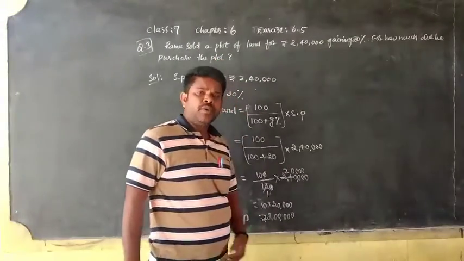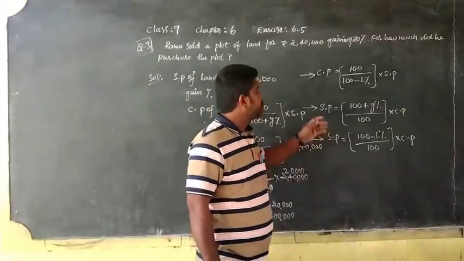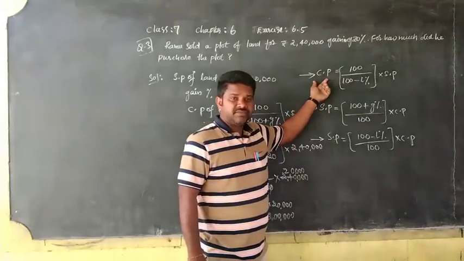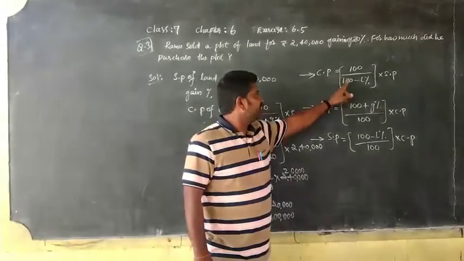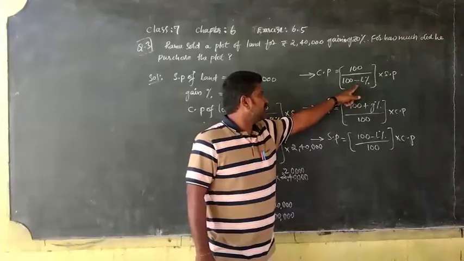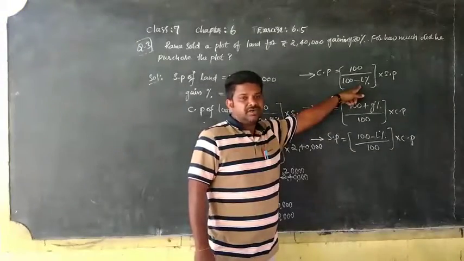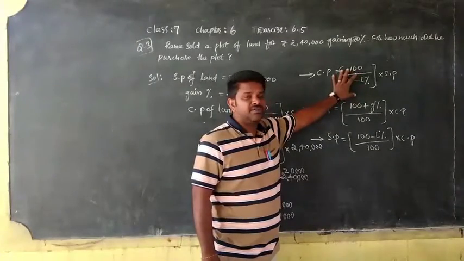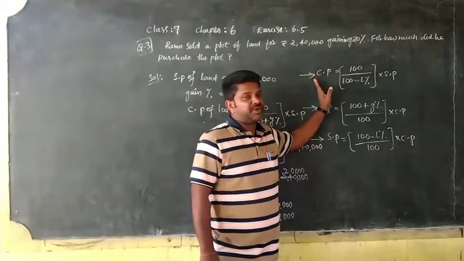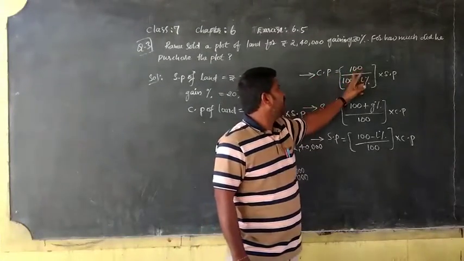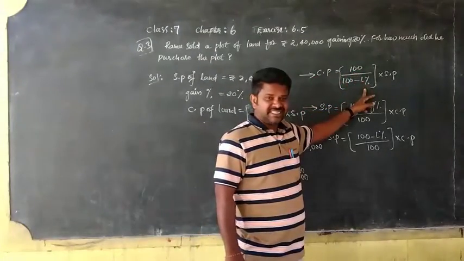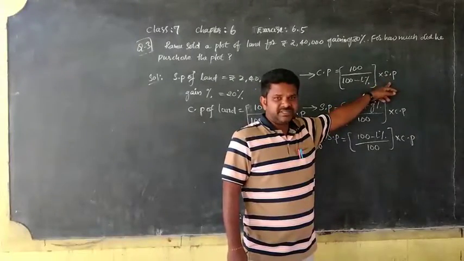And I will tell you one more formula for the cost price, to find the cost price when the selling price and loss percent have been given. So we use this formula to find the cost price. Cost price equals 100 by 100 minus loss percent into selling price.